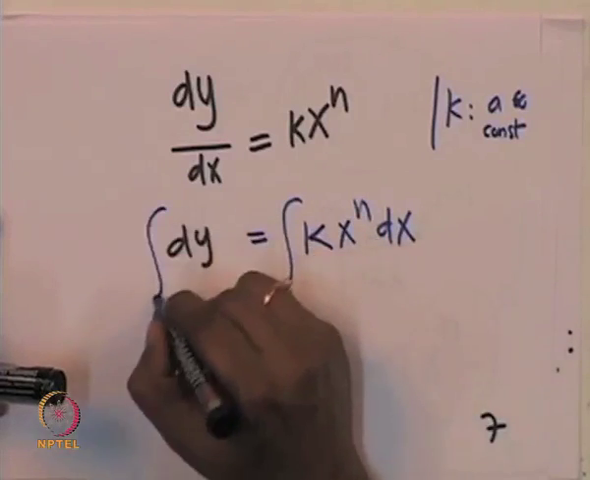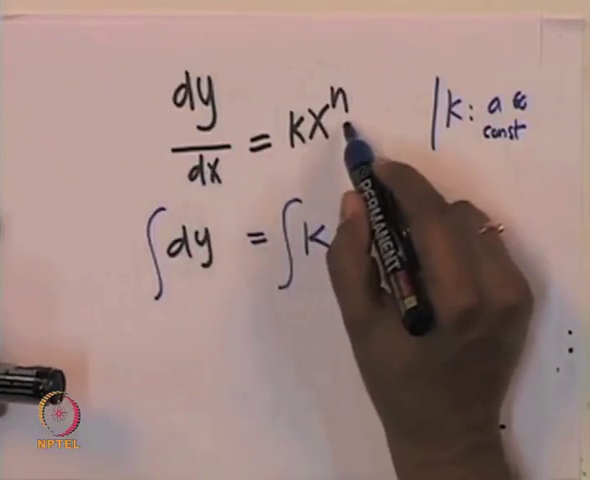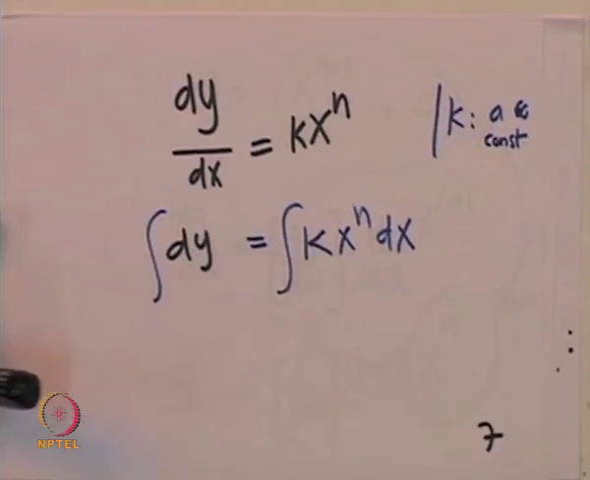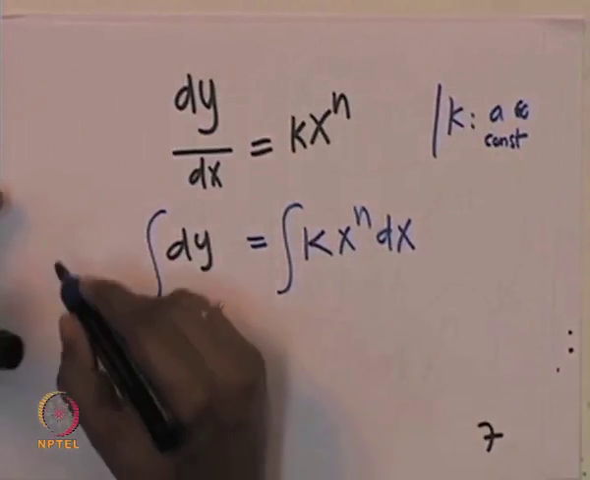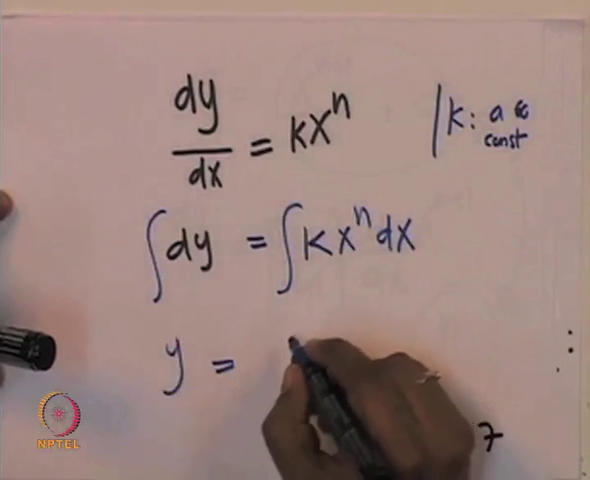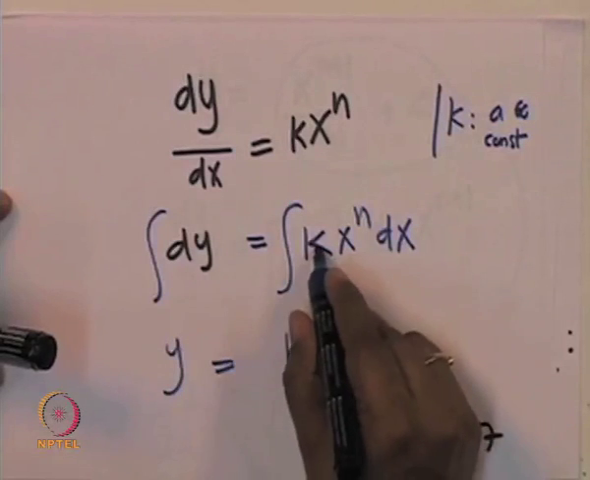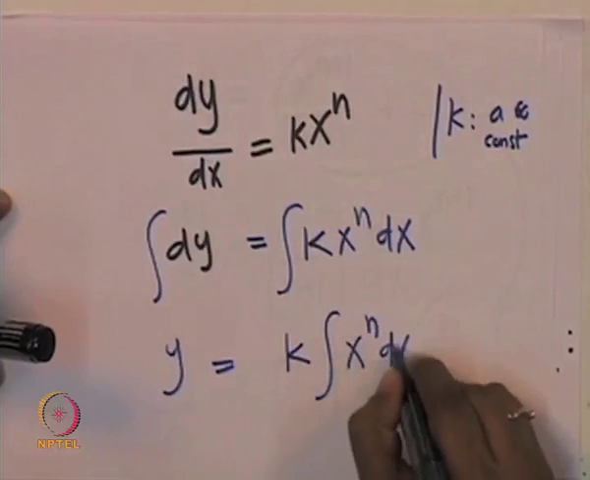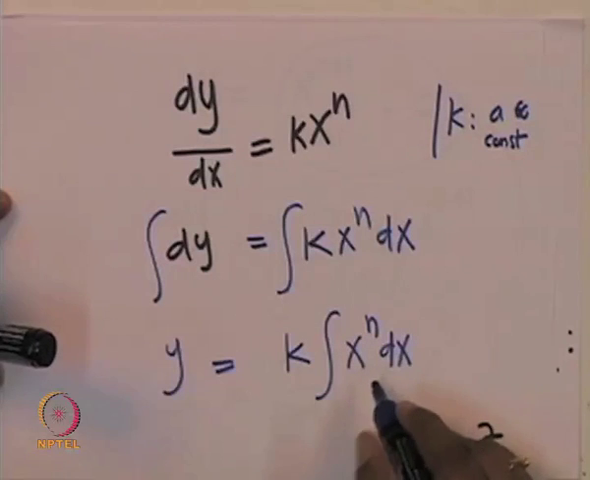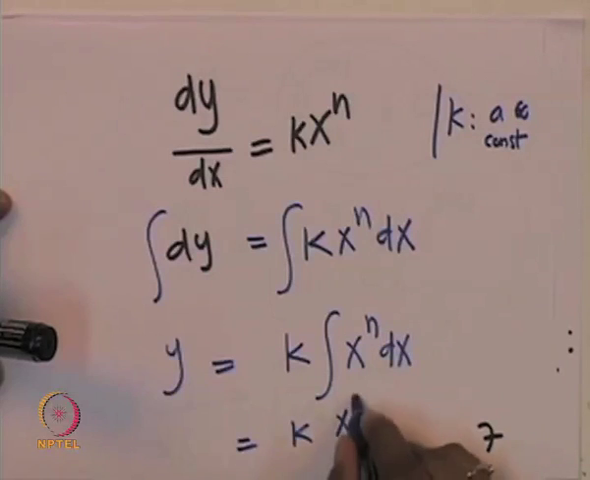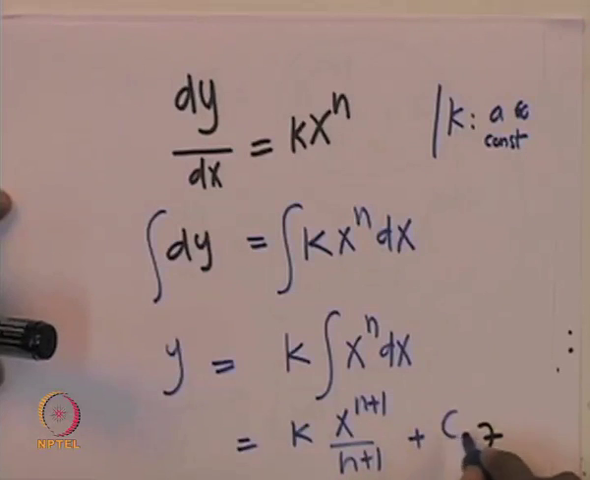So, you can integrate both sides. dy is k x power n dx, and I can integrate on both sides. So, this will give you y. So, integral dy is y, and k is a constant, so you can take it out: k integral x power n dx. We know the answer of integral x power n dx, which is x power n plus 1 by n plus 1 plus a constant c.